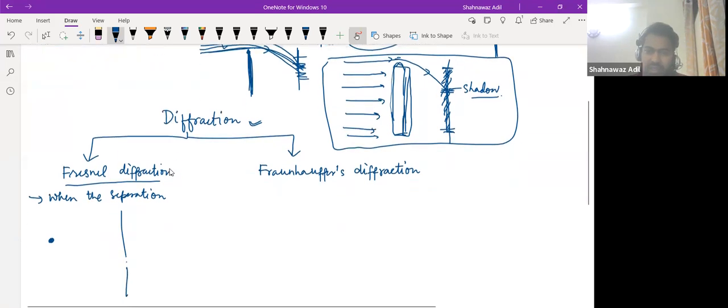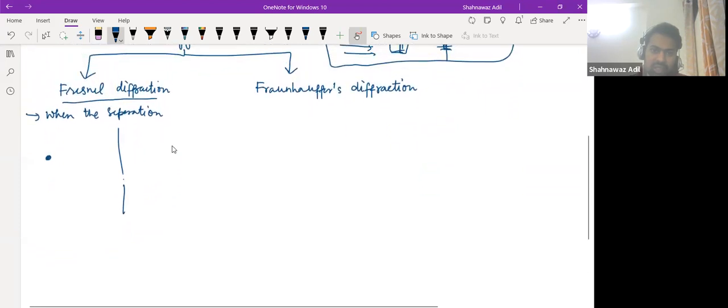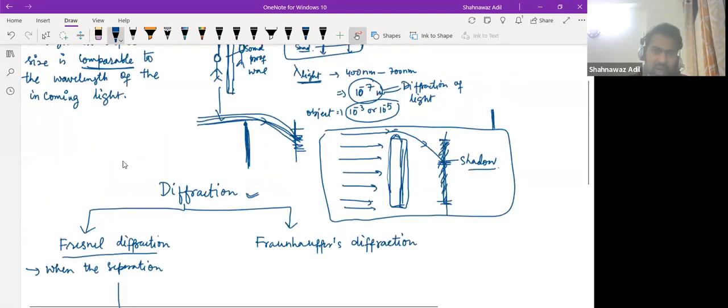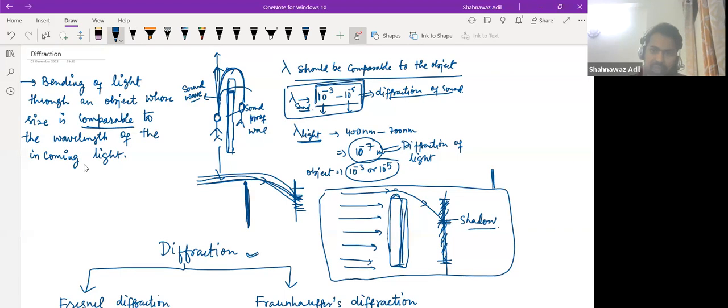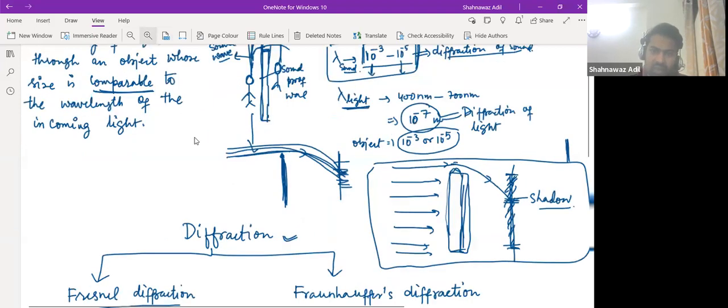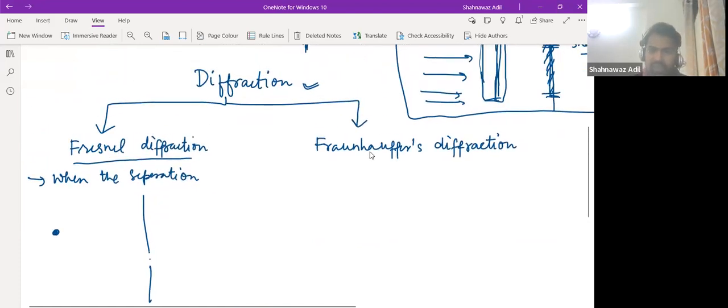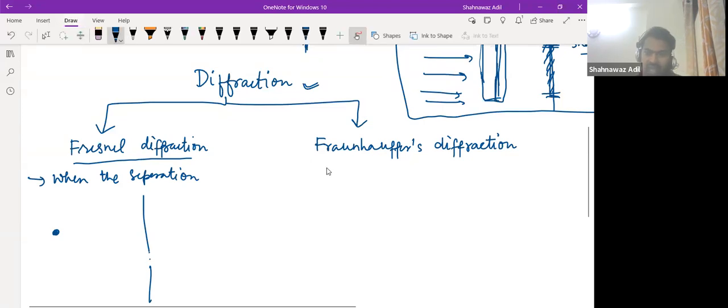In the previous class, we understood about, okay, before we talk about this thing, did you guys note down this part? I guess you have noted it, right? Then we were talking about two kinds of diffraction. One was Fresnel diffraction. These two kinds, Fresnel and Fraunhofer diffraction, are defined on the basis of the separation between the source and the slits.